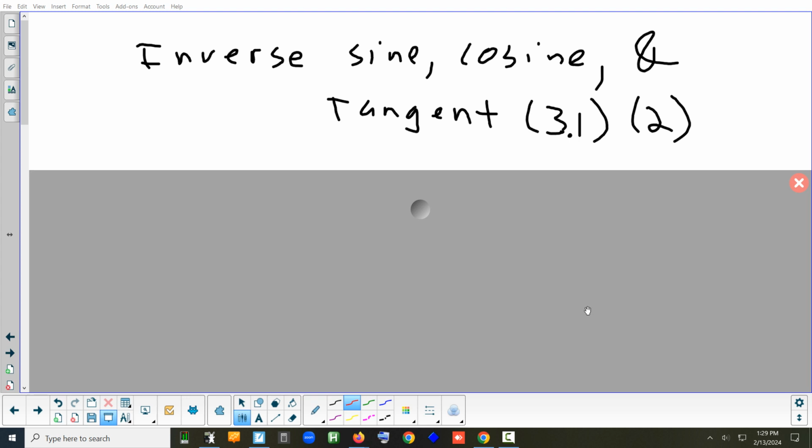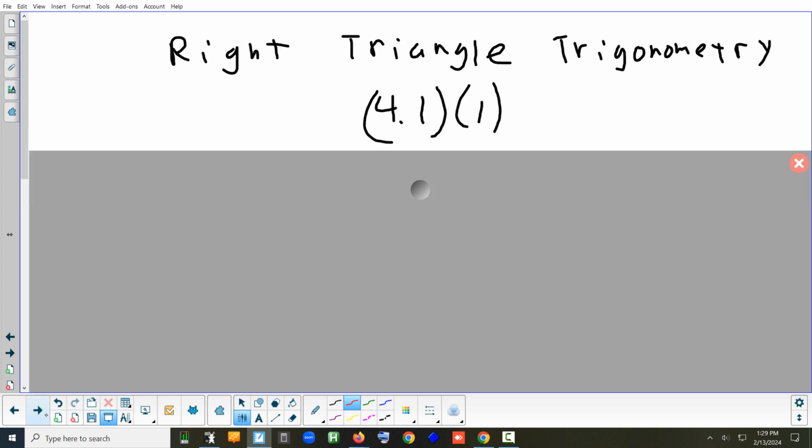Right, so let's take a look at 3.1, part 2. Okay, so we'll finish that up. That'll be pretty quick. And then we'll look at 4.1, the first part, and we'll finish 4.1, the second part tomorrow.